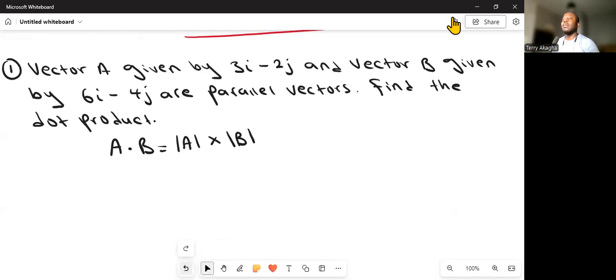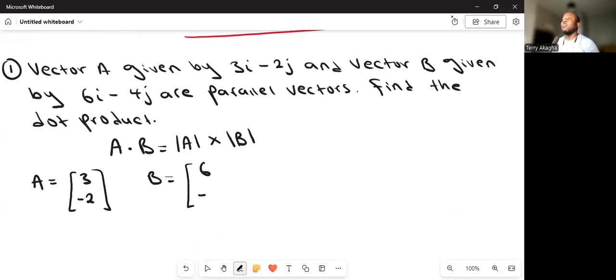I always like writing my vectors in column form. So A is 3i minus 2j, which means the x is 3 and this is minus 2. And we can also write B in column form. It's going to be 6 and minus 4.